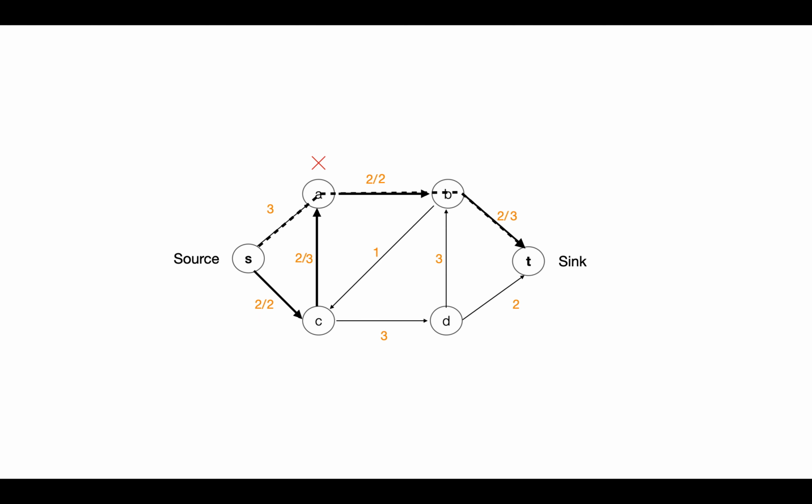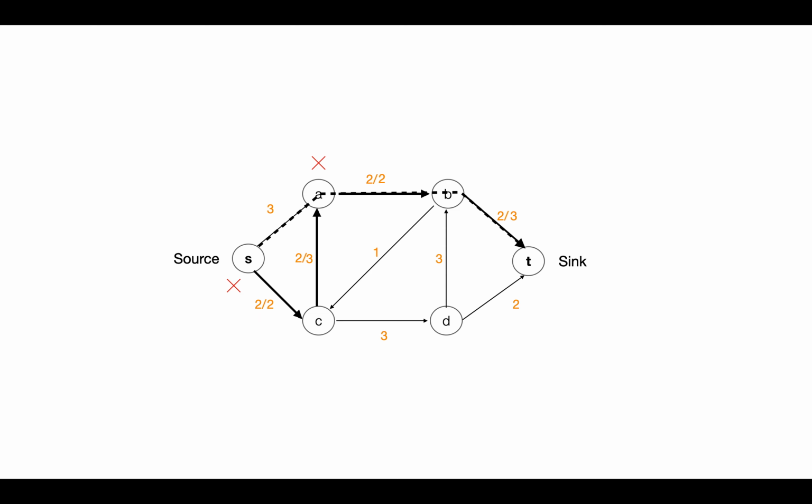Now, if we try to find some other path, which can only be possible if we go from S to C. But again, see this edge S to C. The capacity of this edge is 2 and the current flow is also 2. There's no space left for more water. So we can't push more water from source to C. Again, we're blocked here.